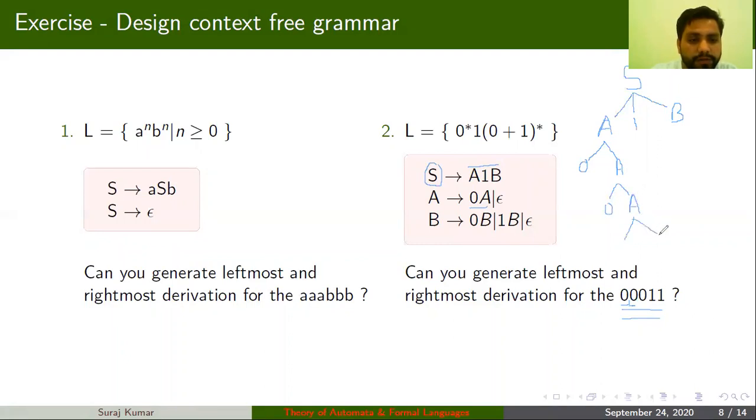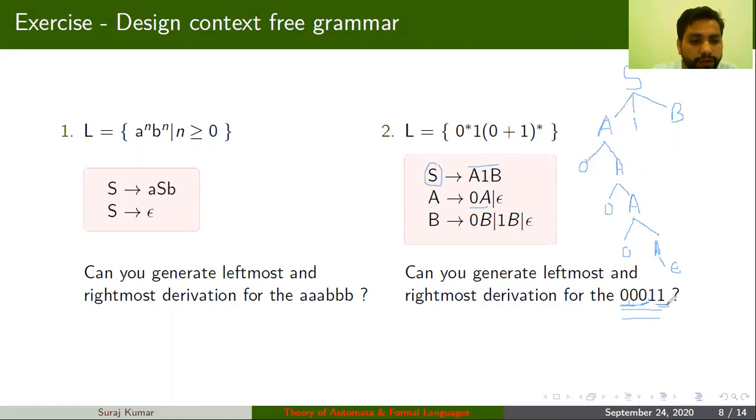Again, to generate the third 0, you can write a 0A here. Now your work has been done, your 3 zeros have been generated. Now you can replace your A with epsilon. If you again replace this A with 0A, your fourth 0 will be generated, so that's why you will stop here and replace this A with epsilon. Now 1 is constant and B is a variable, so 1 is already generated.